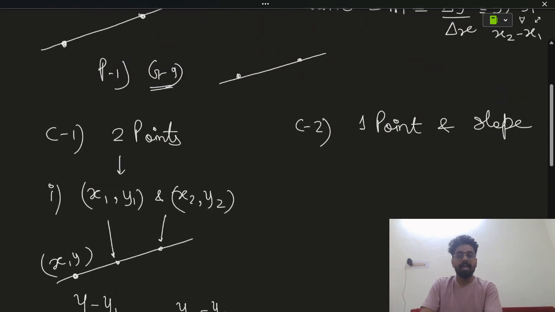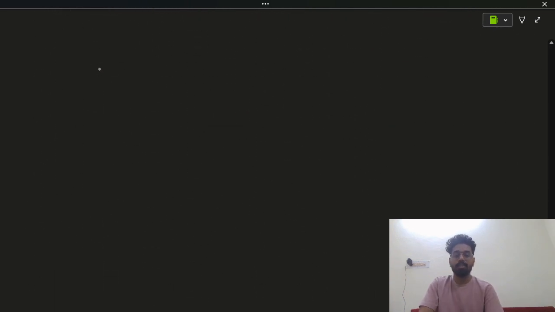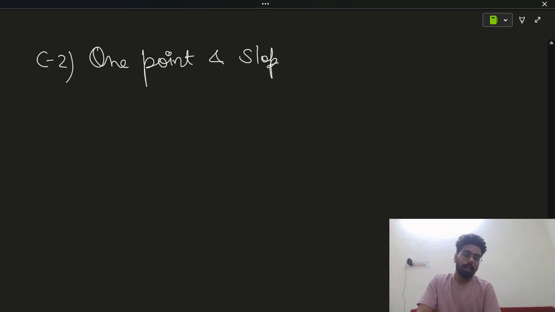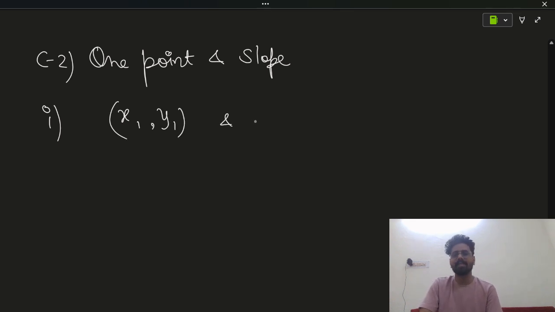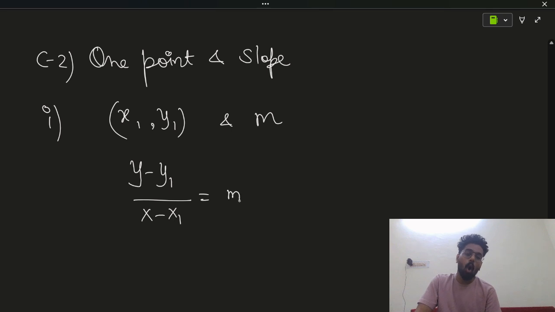Alright, now next we are having only 1 point. So if we are having just 1 point, case number 2, then as I am saying, we need a slope. Alright, now it is given in different forms. So one is directly, x1 comma y1 is given, and slope is given as, let's say, theta, tan theta or m. Alright, so I will write (y minus y1) upon (x minus x1) is equal to m, or they would have given theta, so I will write tan theta.